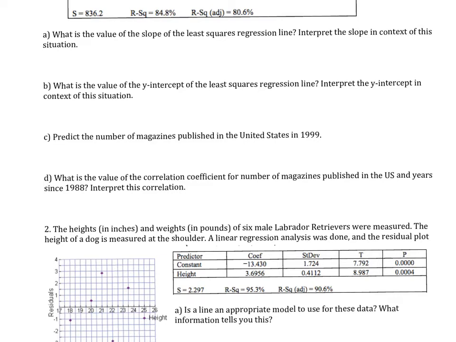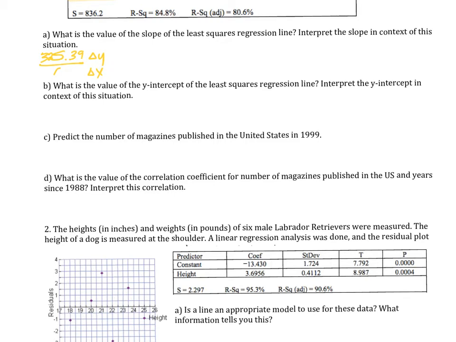What is the value of the slope of the least squares regression line? Interpret the slope in context of this situation. Remember, your slope is right here across from your indicated x value. So your slope is 325.39 over 1. And remember, this is your change in y over your change in x.